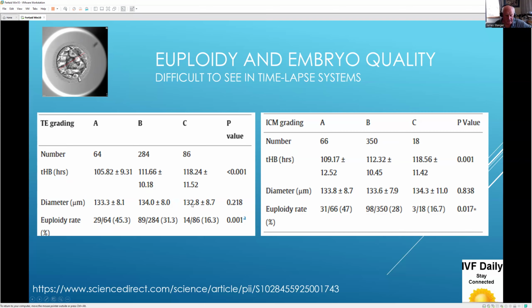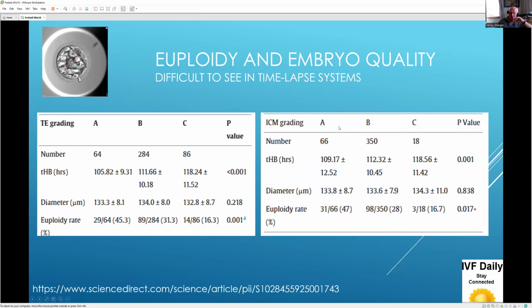The diameter made no difference at all, but the euploidy rate was highly significant, where the euploidy rate for A grade trophectoderm embryos is about 45%, dropping to about 30% for B grade, and falling even further precipitously to 16% for C grade embryos. That's probably self-evident.